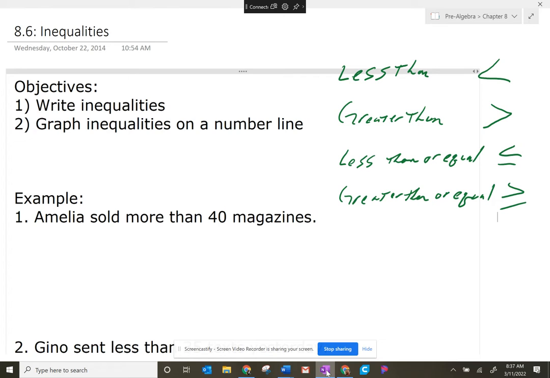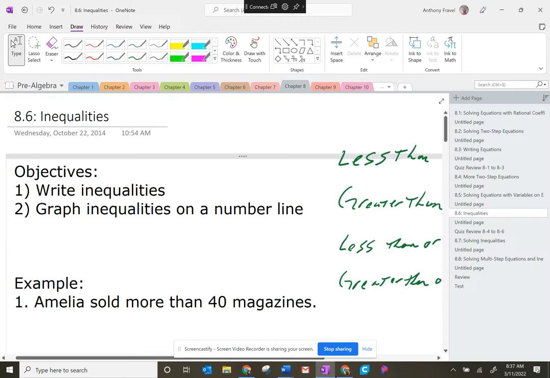So if I said the temperature needs to be less than or equal to 32 degrees, it can be 32 and down. It doesn't have to be just up to that number. Okay, so those are the symbols that we're going to be using for this entire lesson.